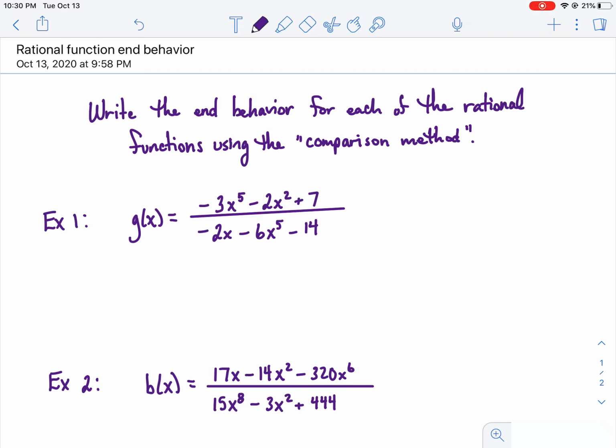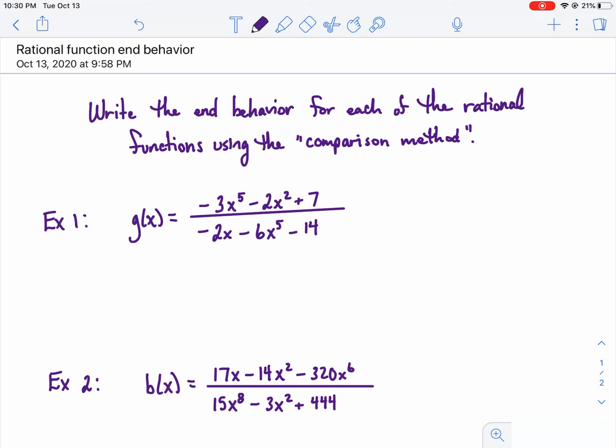It's this worksheet about how we find the end behavior of a rational function. And we talked about this back in the last chapter, but this is just a video to remind you. So if you're having trouble with it, then you watch this and hopefully it'll help you figure some of that out. If you look at the instructions at the top, it says to do it using this thing called the comparison method.